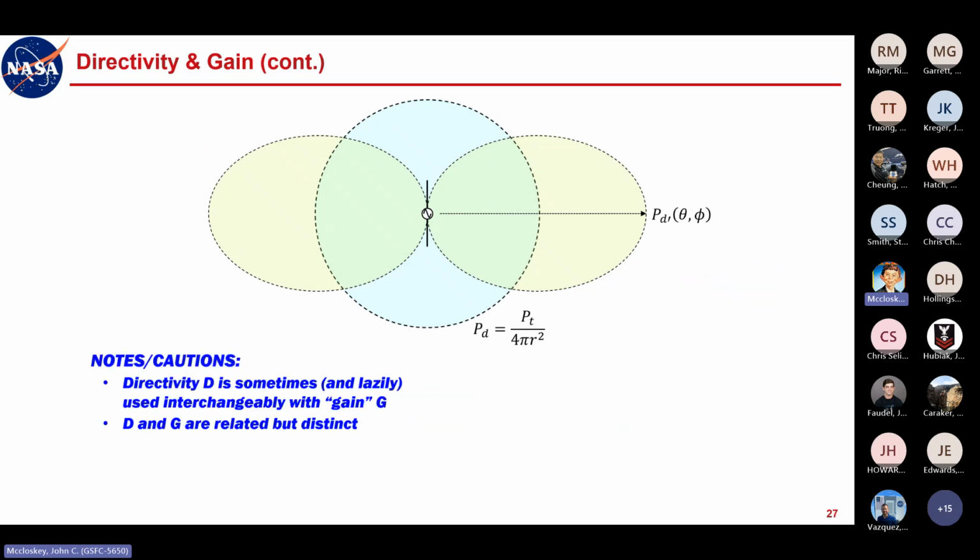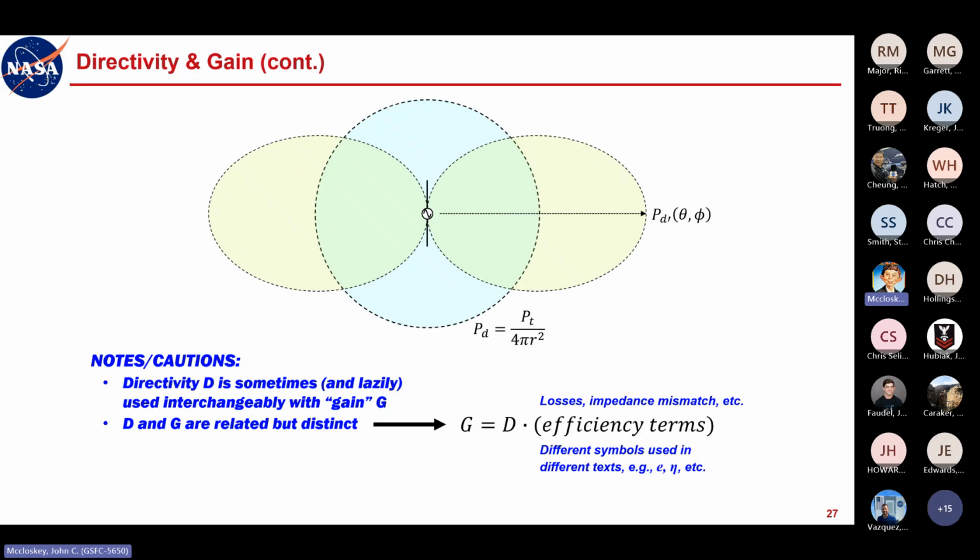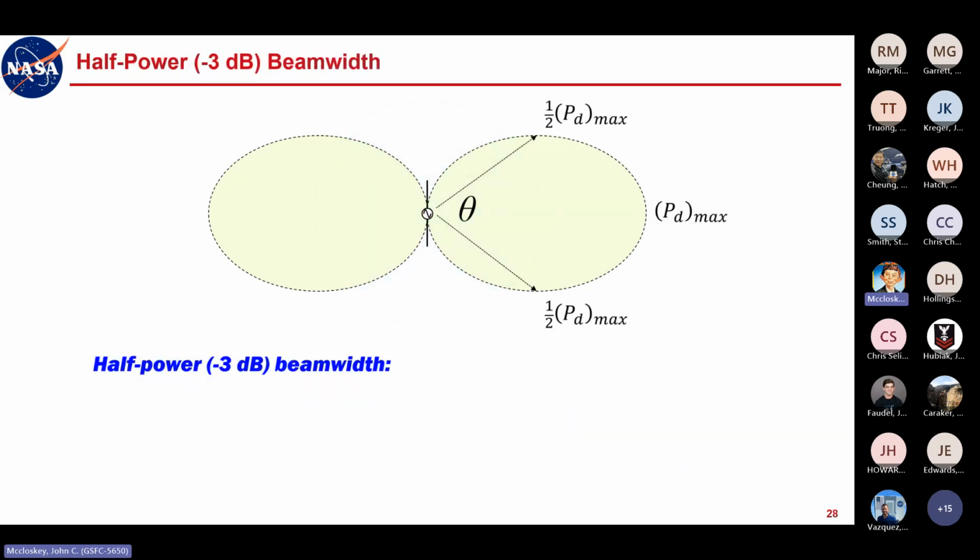And directivity is related but distinct from gain. Gain is basically defined as directivity times efficiency terms. So you might have loss, impedance mismatch, and so on. There are different symbols used for these efficiency terms that I'm not really going to get into here. But just be aware that gain is directivity plus other things, or multiplied by other things to be more precise.